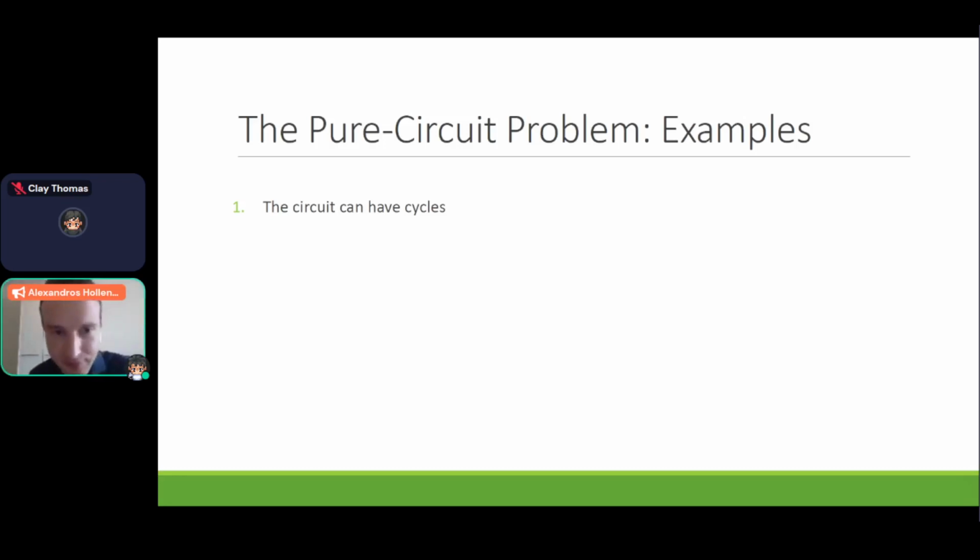All right. So let's go over the 3 twists that we had on the problem, because they allow me to show some things in terms of examples. So the first thing is that we allow the circuit to have cycles. Now, why is that important?